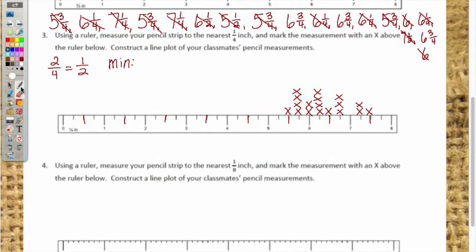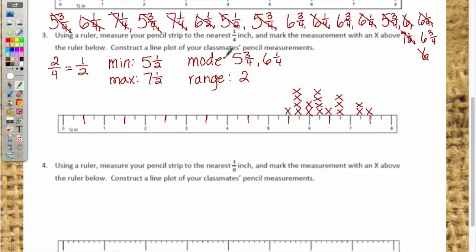All right, so 5½ is the minimum number. Maximum number, 7½. Same thing as before, huh? Yeah. Okay. And the mode? Well, we've got a tie between the most used numbers, 5 3/4 and 6 1/4. Okay. And the range is still 2 if we subtract the minimum from the maximum.